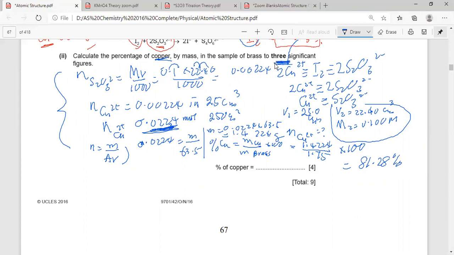But they ask you for how many significant figures? 3 significant figures. Please don't get it wrong. So it equals 81.3. The marking scheme must be this one here. This one is wrong. Look at here.